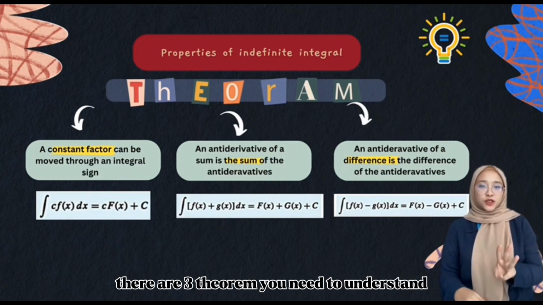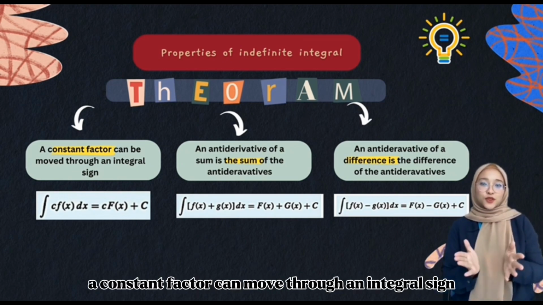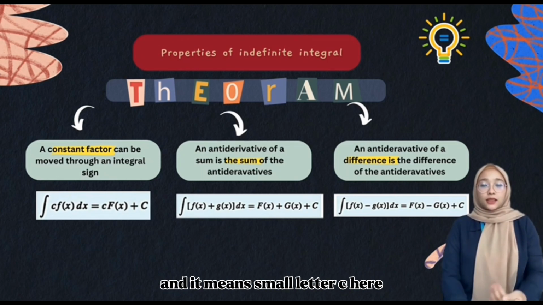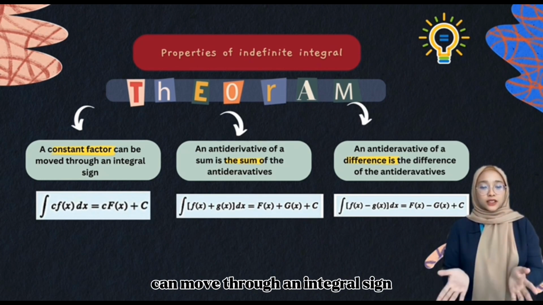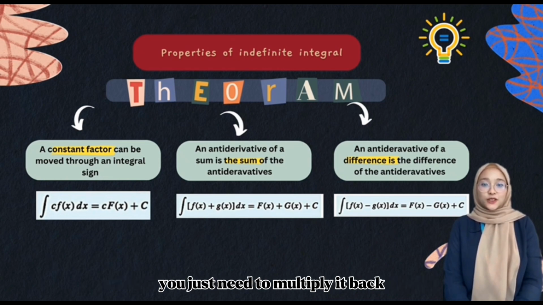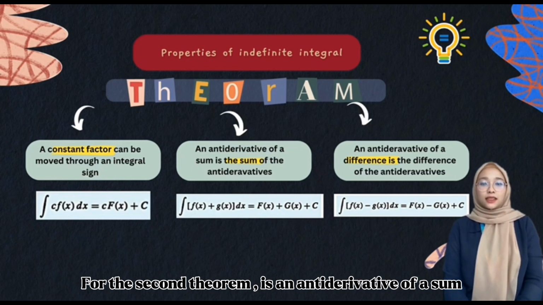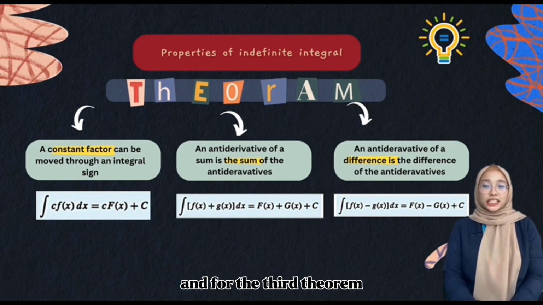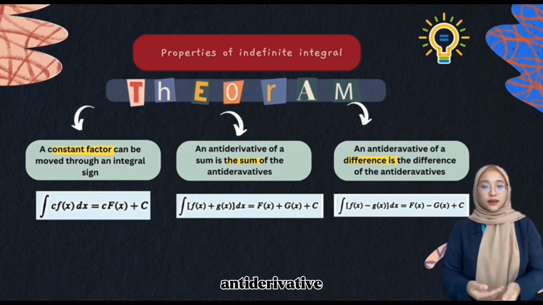I will continue with the properties of indefinite integral. Basically, there are 3 theorems you need to understand. The first one: a constant factor can move through an integral sign. A constant factor is a number, and here the small letter c is a constant factor, which can move through an integral sign. After you complete the integration process, you just need to multiply it back. For the second theorem, an antiderivative of a sum is the sum of the antiderivatives. And for the third theorem, an antiderivative of a difference is the difference of the antiderivatives.